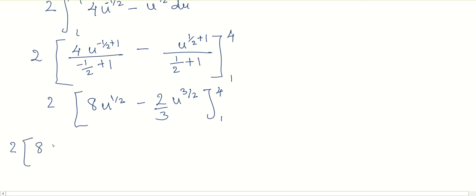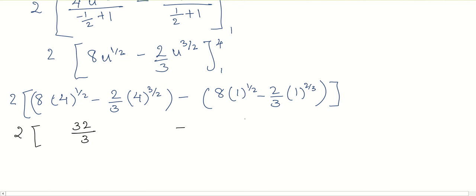Now you will have to just insert the limits 4 and 1 in u, and that's what I'm going to do right now. This one is 22 by 3. So it's going to be 2 multiplied by 10 by 3, which is equal to 20 by 3. And this is your answer.